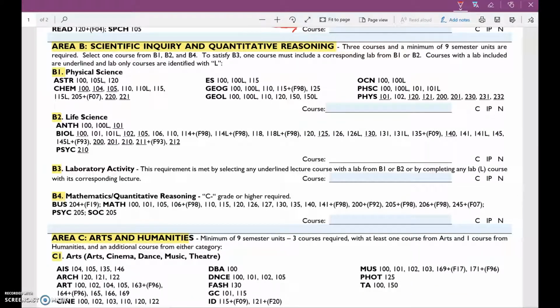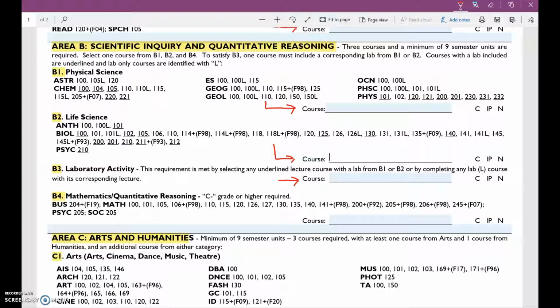For Area B, again, I know some of you may have already completed this area, but if you haven't, you have to choose at least one physical science course, one life science course, and one of them has to have a lab. So for section B1, if you chose astronomy, that would go here. And for section B2, if you chose anthropology, that would go here. Then your lab would have to be either the astronomy or the anthro lab.